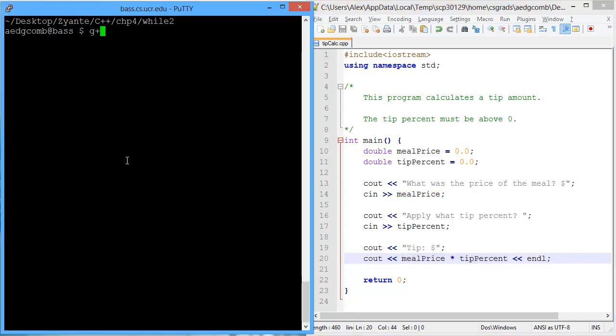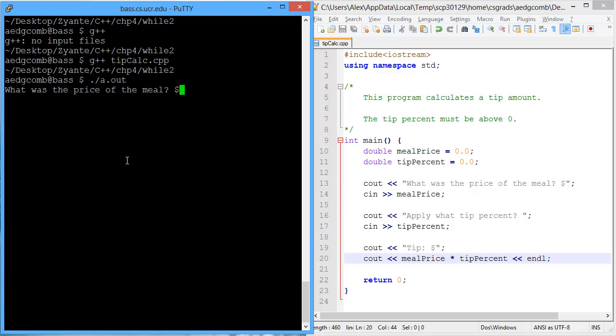So let's go ahead and run this program. We're going to compile and execute. Let's say the price was $46, and let's give them a 15% tip. And the suggested tip is $690. Okay, that's definitely wrong. What's wrong with our calculation?